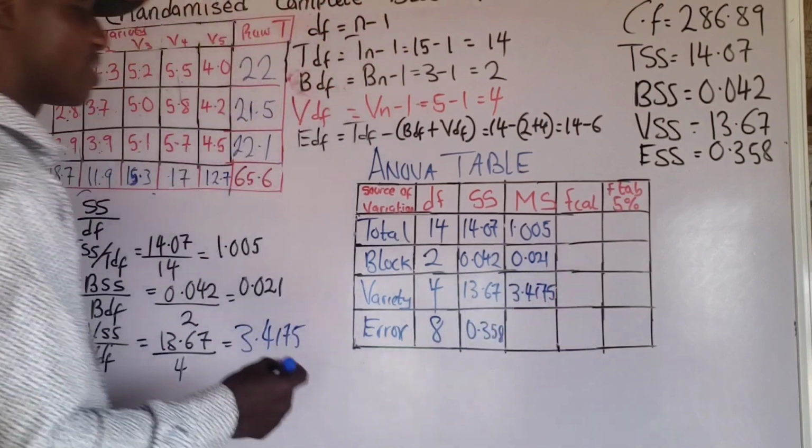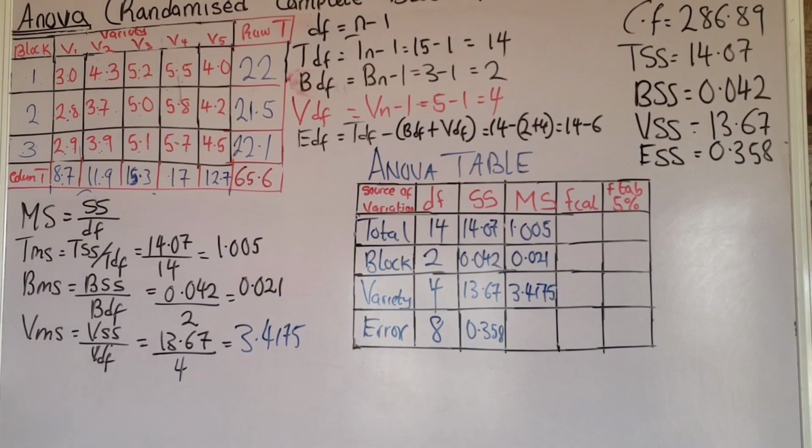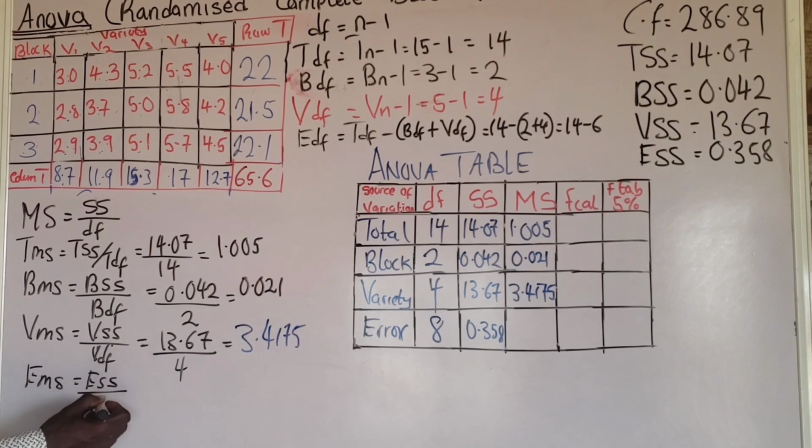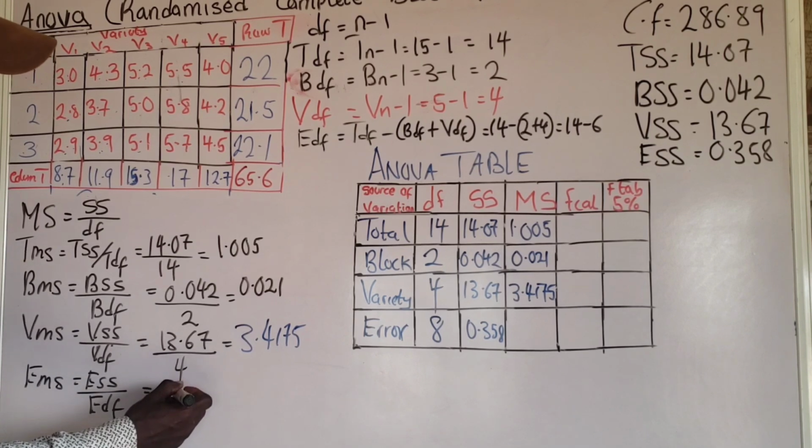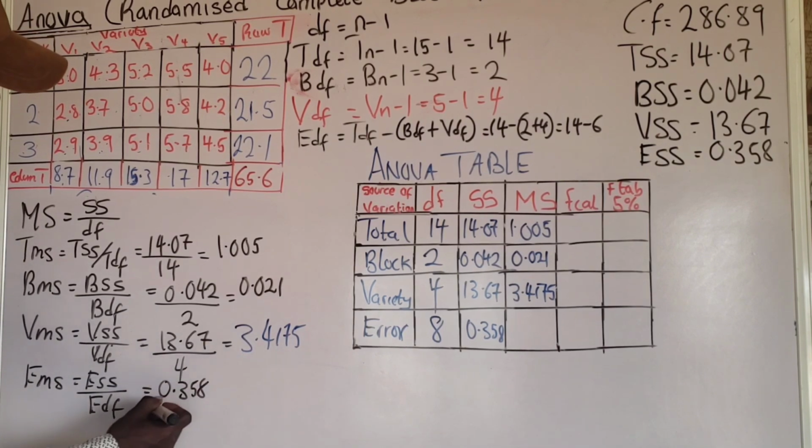Okay. Now let's calculate the error mean square. The mean square of error is the error sum of squares over the error degree of freedom. Error sum of squares is 0.358 all over 8. So 0.358 all over 8 is 0.0448.